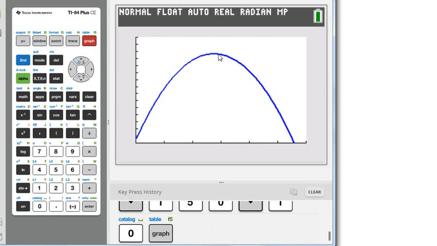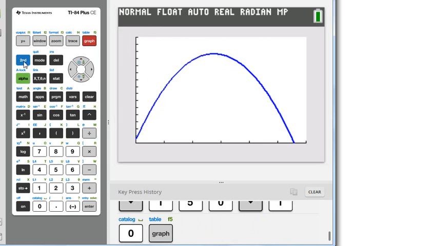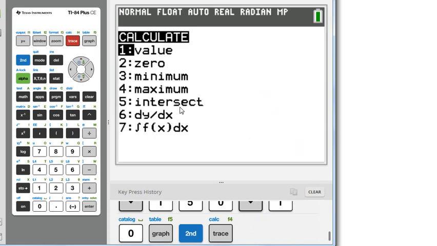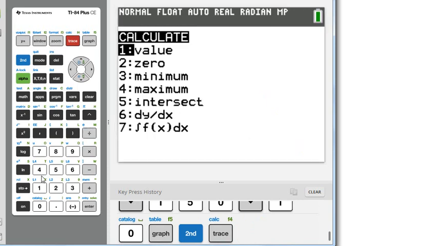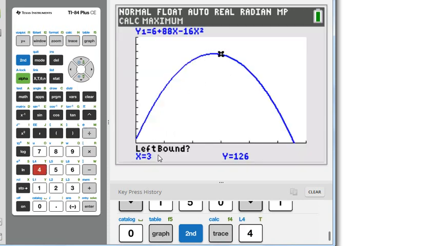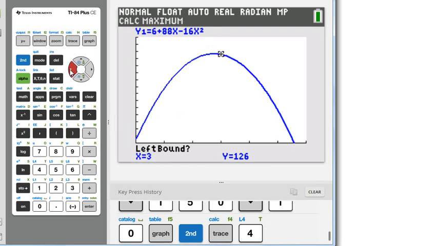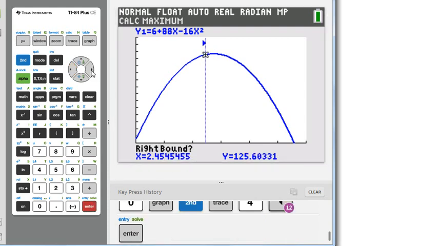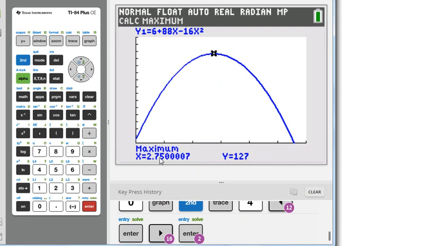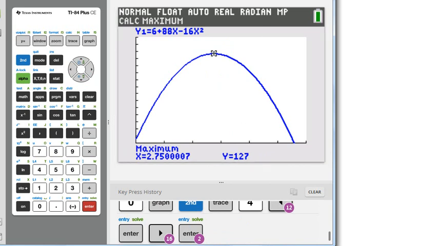You can trace to get to the top of that, but I'm just going to go to second trace, maximum, which is 4, and then we have left bound question mark, so I'm going to go over to the left of that vertex. Once I'm to the left, press enter once, then go to the right of the vertex and press enter twice. So at x equals 2.75 seconds, we get a maximum value of 127.